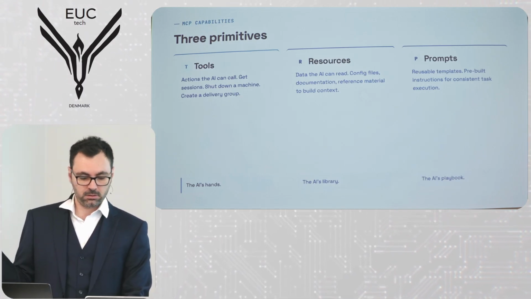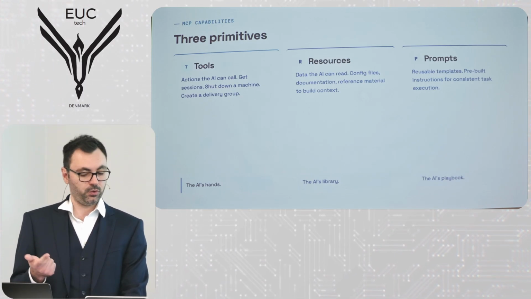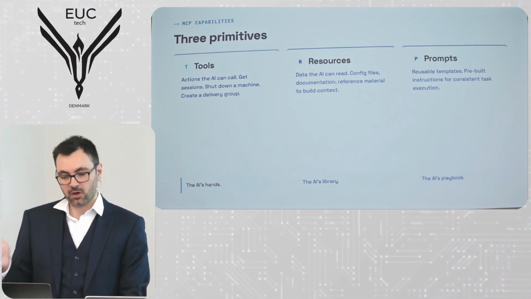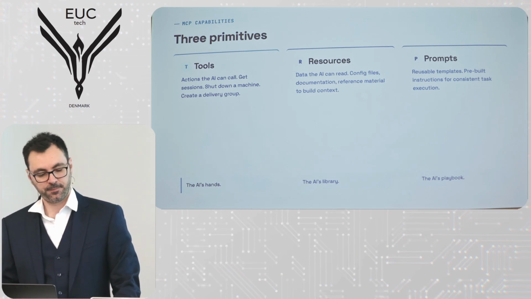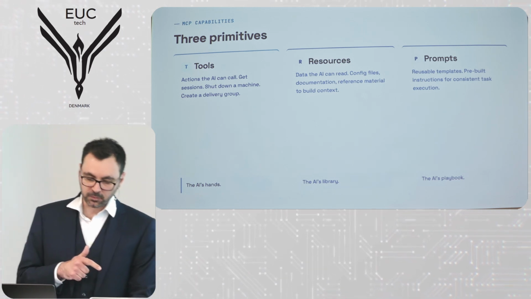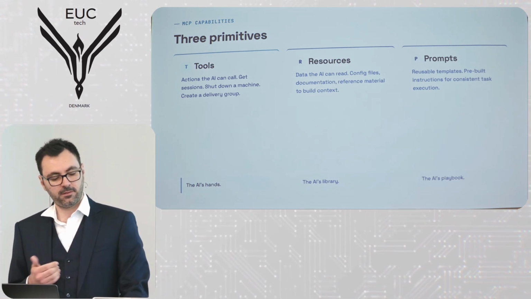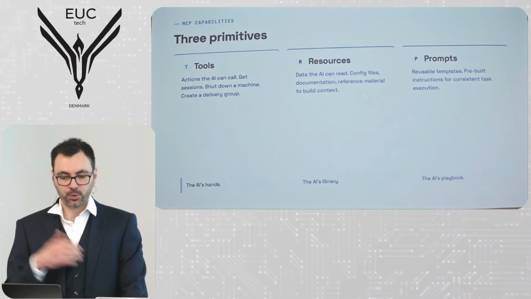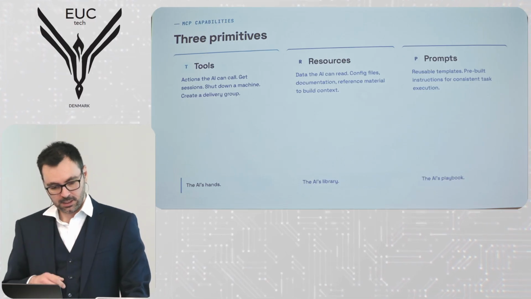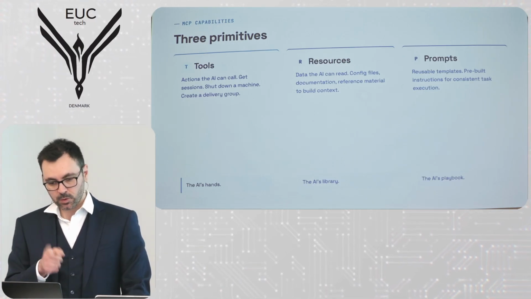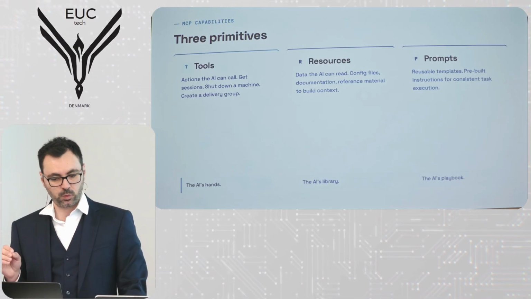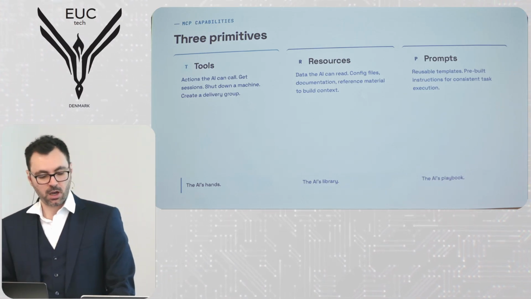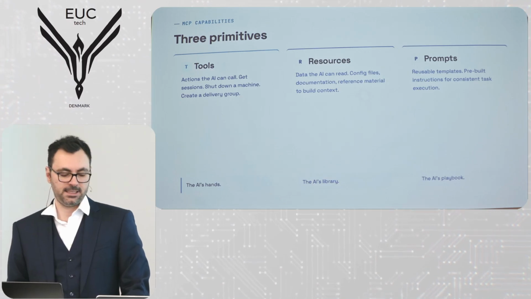Resources are data: configuration files, official documentation, any reference data, things the AI can read to build the context. And prompts, they are reusable commands, pre-built instructions that help the AI approach specific tasks. Today, we are going to focus mostly on the tools because that's where the operational magic is real. Tools are what give the AI its hands.